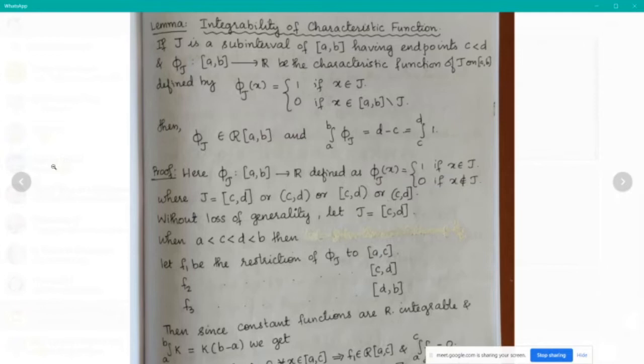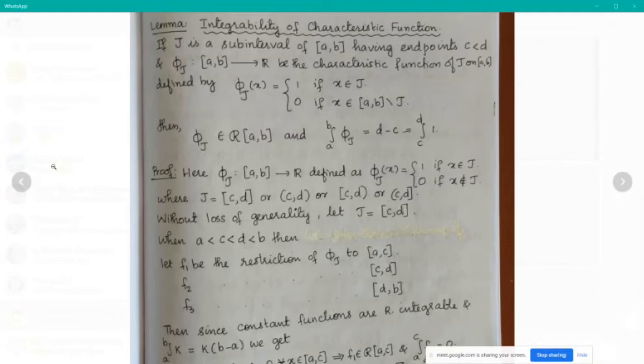Okay, here J is any subinterval of closed interval AB with endpoints C and D. That means J can be either closed interval CD or open interval CD or closed C open D or open C closed D. There are 4 possibilities for this interval J. Without loss of generality, we can take J is equal to closed interval CD. അല്ലാത്ത കേസസും ഇതേപോലെ തന്നെ നമുക്ക് പ്രൂവ് ചെയ്യാം.